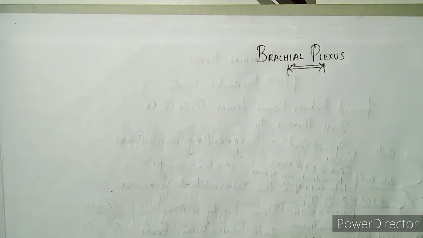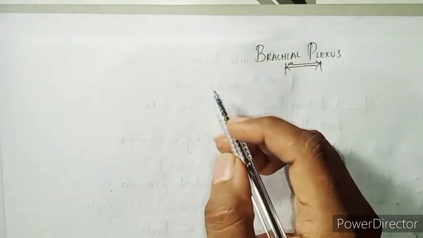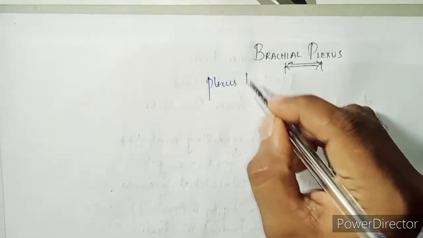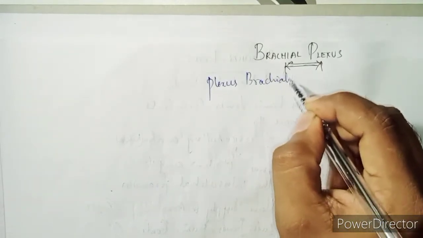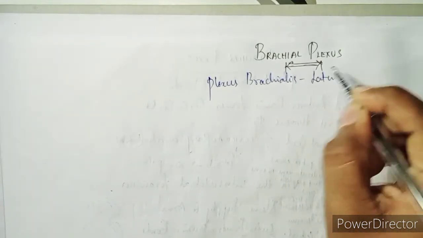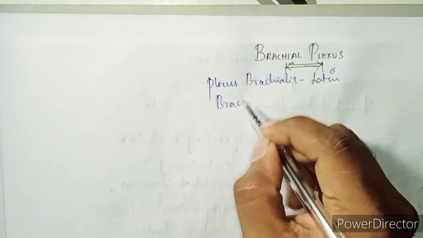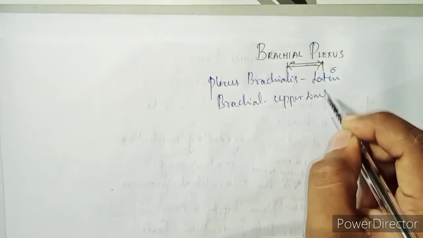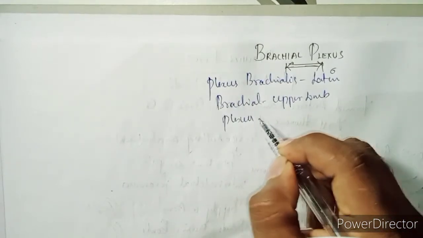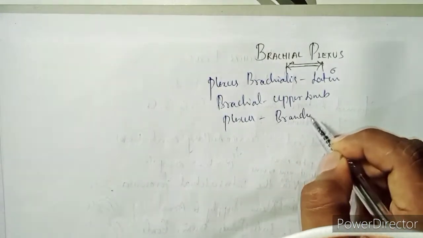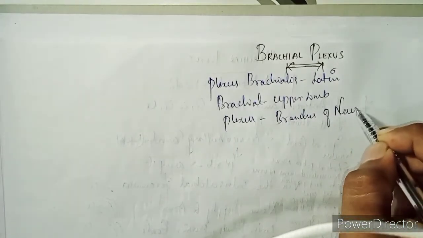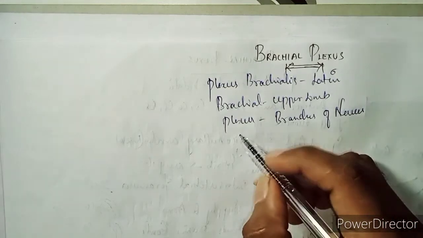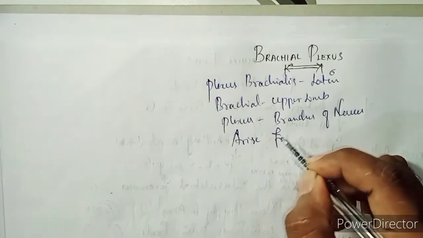As I said before in the video, anatomy terms are derived mostly from Latin and Greek words. Brachial plexus is derived from the Latin term plexus brachialis. So what is meant by brachial plexus? Brachial means the upper limb, the upper arm, and plexus is nothing but a group of branches of nerves. The branches of nerves are called a plexus. So the brachial plexus arises from the spinal cord.